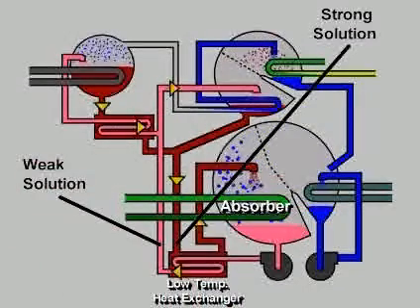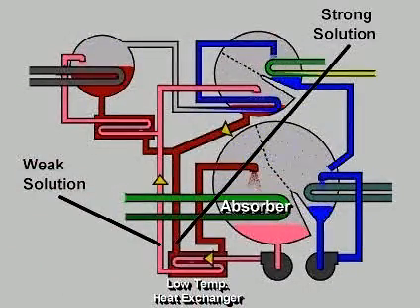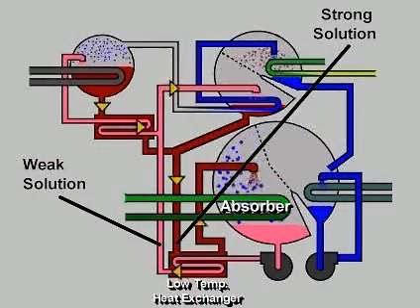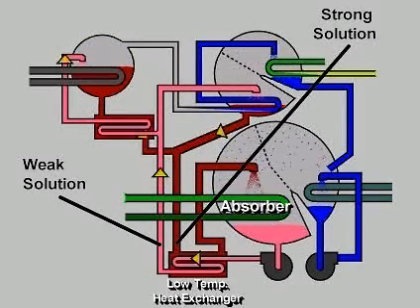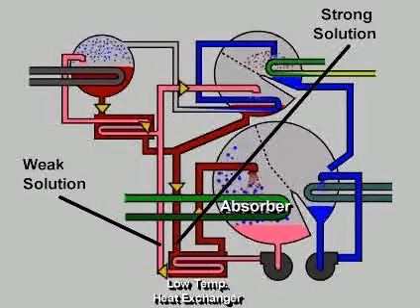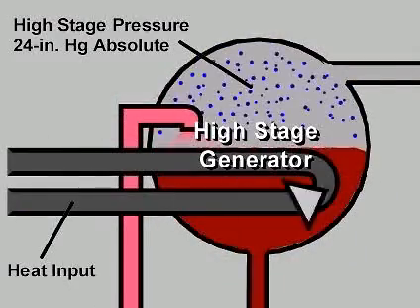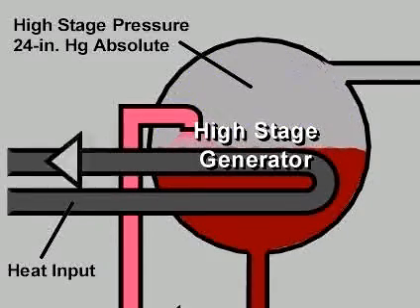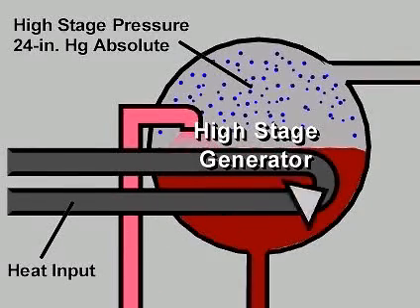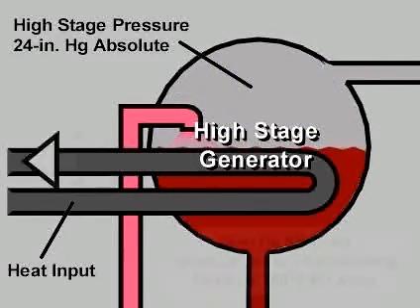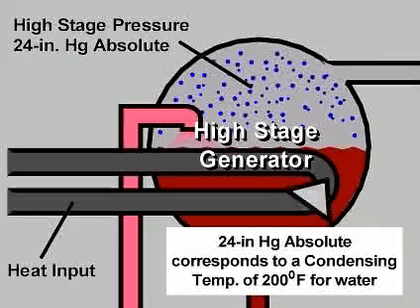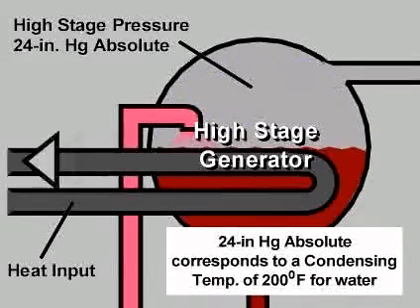The combined strong solution flows through the low-temperature heat exchanger, is further cooled by weak solution, and then flows back into the absorber through the spray nozzles. Refrigerant vapor generated by heat input to the high-stage generator maintains high stage pressure at approximately 24 inches of mercury, which corresponds to a condensing temperature of 200 degrees.